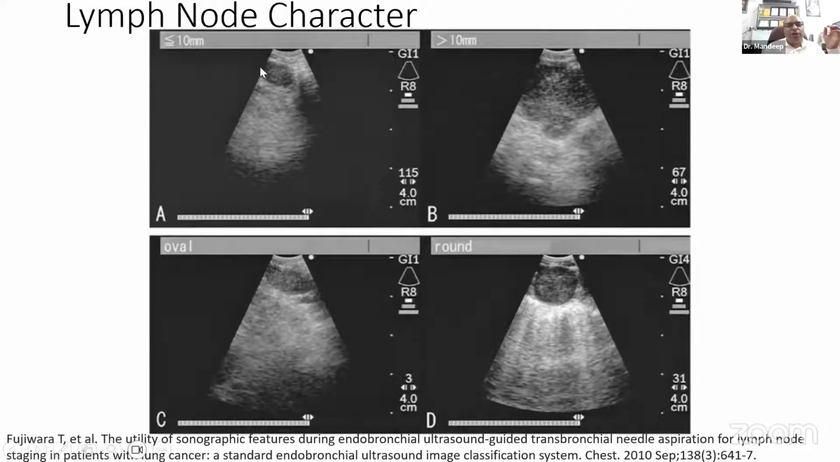The first one is a small lymph node, less than 10 mm. The second one is a lymph node more than 10 mm. The third one is the oval lymph node, which you are seeing. And in the fourth section, we are seeing a round lymph node.